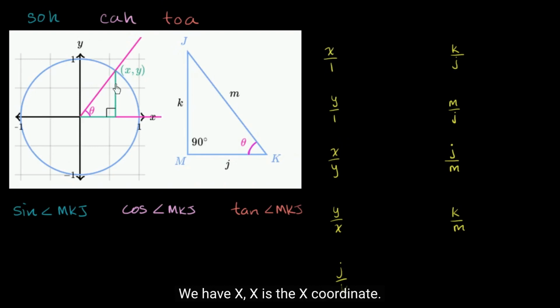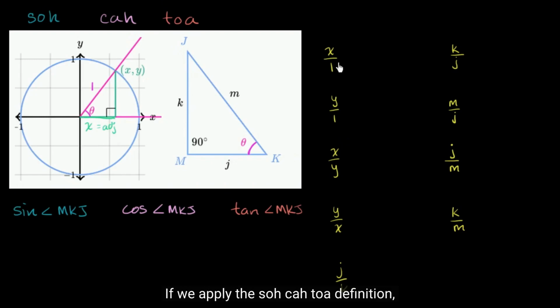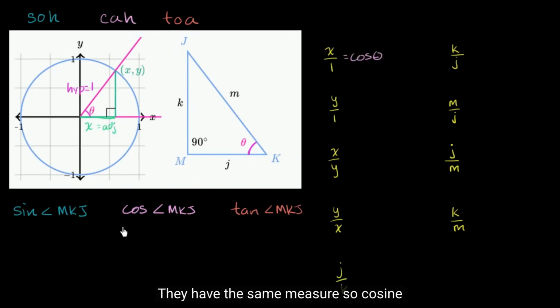So let's look first at x over 1. We have x as the x-coordinate. That's also the length of this side right over here. Relative to this angle theta, that is the adjacent side. So x is equal to the adjacent side. What is 1? Well, this is a unit circle. 1 is the length of the radius, which for this right triangle is also the hypotenuse. So if we apply the SOHCAHTOA definition, x over 1 is adjacent over hypotenuse, and that's cosine. So this is equal to cosine of theta. But theta is the same thing as angle MKJ. They have the same measure. So cosine of angle MKJ is equal to cosine of theta, which is equal to x over 1.